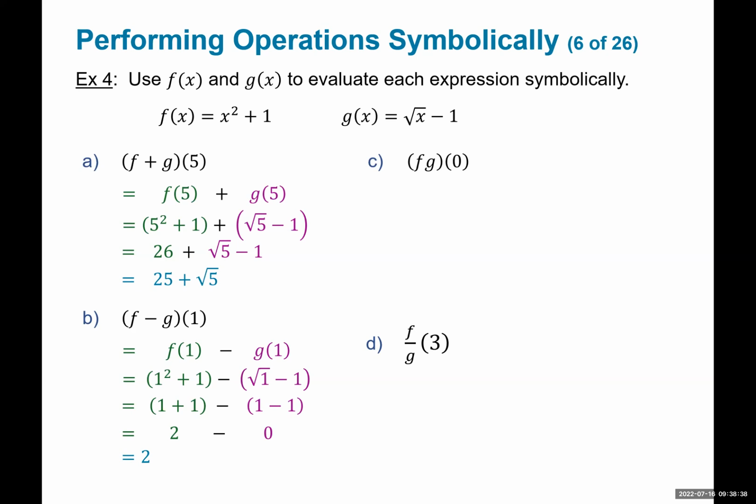For C, we have f times g. FG means multiplication. So f times g of 0. So we're going to plug in f of 0 and then multiply by g of 0. Got to know what that means first. So let's substitute 0 in for both equations. In the first one, we get 0 squared plus 1 is 1. And square root of 0 minus 1. So square root of 0 again, that's a perfect square, that's 0, minus 1 is negative 1. So we get positive 1 times negative 1. The negative is superior, so it ends up with negative 1 as our result.